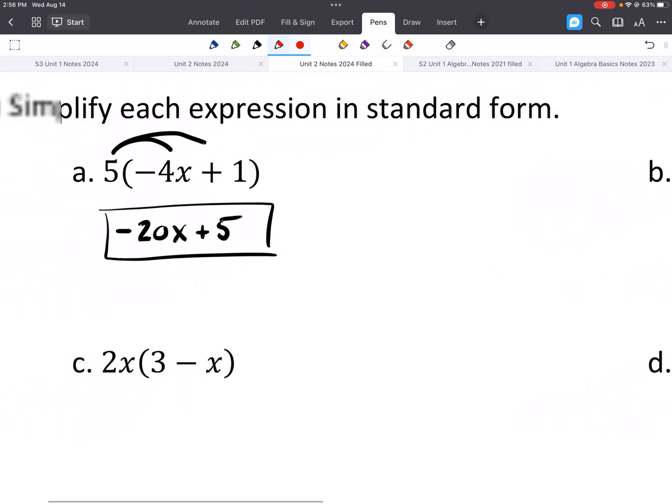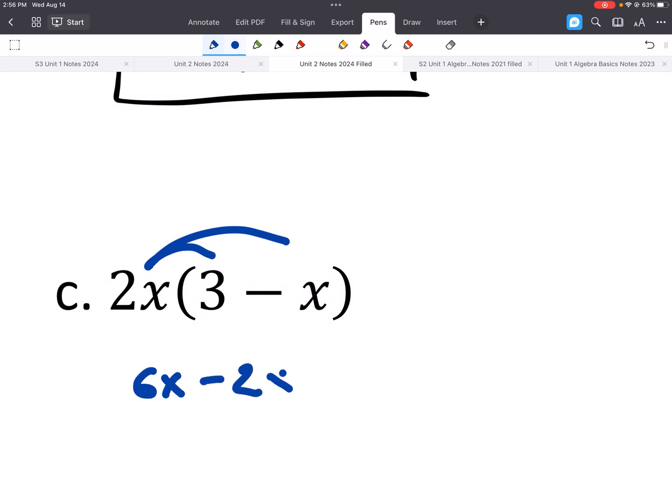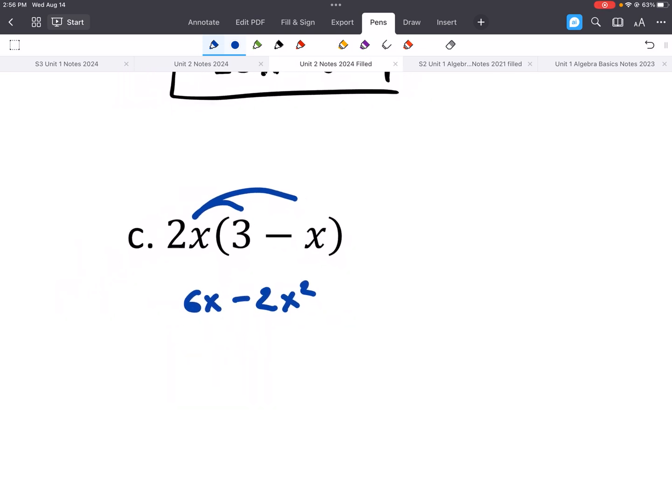All right, last two. So as you notice here, what's in the parenthesis is not in standard form. So you can rearrange that now if you want, or you could just save it till the end. I'm just going to save it to the end. So here we get 6x, and then we get minus 2x squared. And then we just need to rearrange those. Again, the negative goes with the 2. So we'll have negative 2x squared, and then plus 6x.